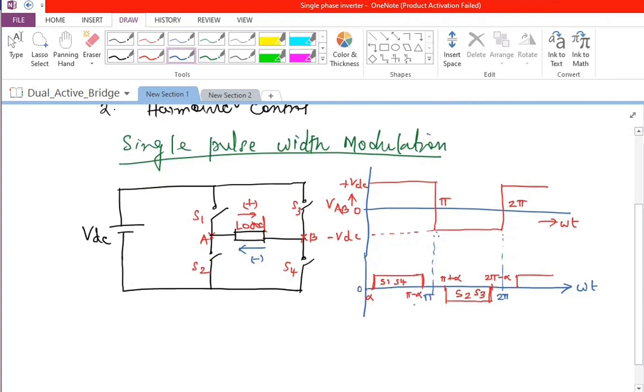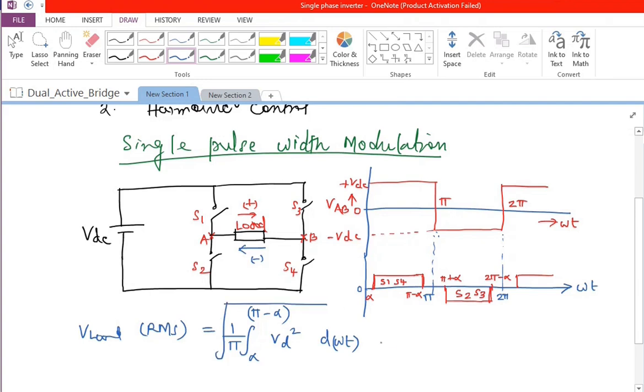And there is no voltage from pi minus alpha to pi. So if I try to calculate the RMS value, V load RMS, it is going to start from alpha and go until pi minus alpha. We have to say Vd square d omega t, and we are going to average it over pi. And we have to take the square root of this. This is going to be the RMS value.